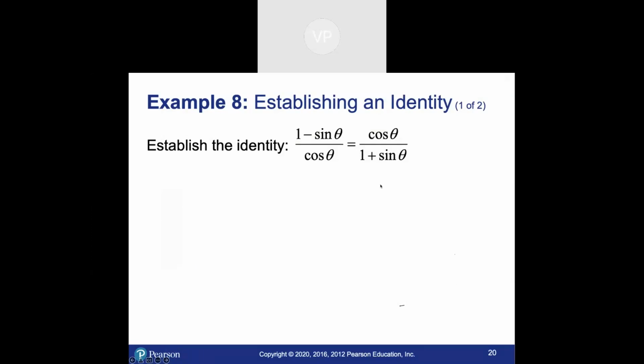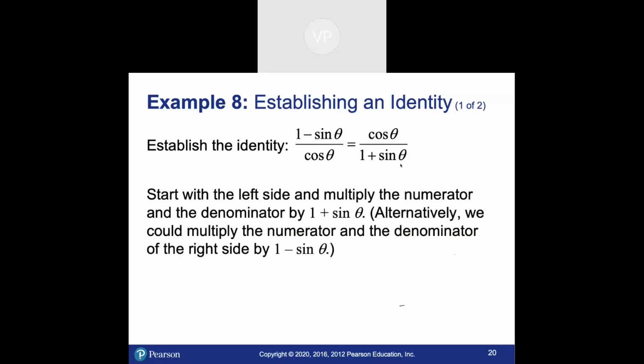Okay, so let's look at a couple more here. 1 minus sine over cosine equals cosine over 1 plus sine. Now, we always start with the more complicated side. They're both about the same, so it doesn't really matter. So in this case, the technique is they're going to start with the left side and multiply the numerator and denominator by 1 plus sine.